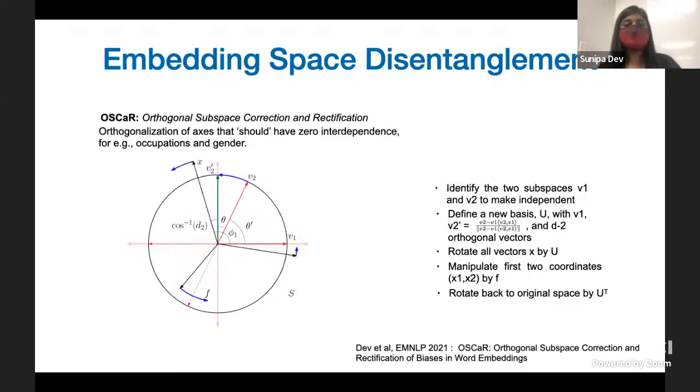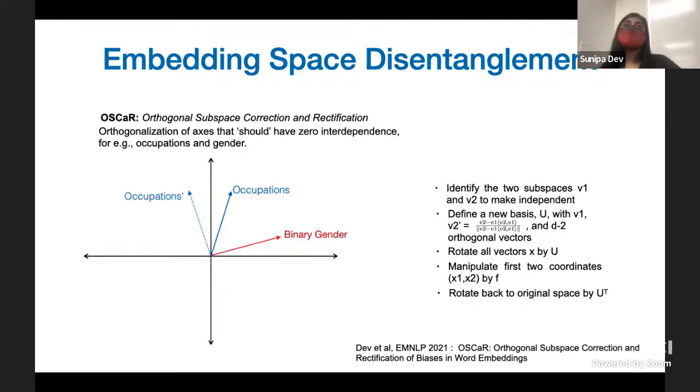So for example, let's say we have occupations and binary gender. They should not ideally have any interdependence. They should be independent of each other. They should be orthogonal to each other. But because of the underlying text, because of all the biases it has seen, it is not that way in the embedding space. So what we proceed to do is orthogonalize it.